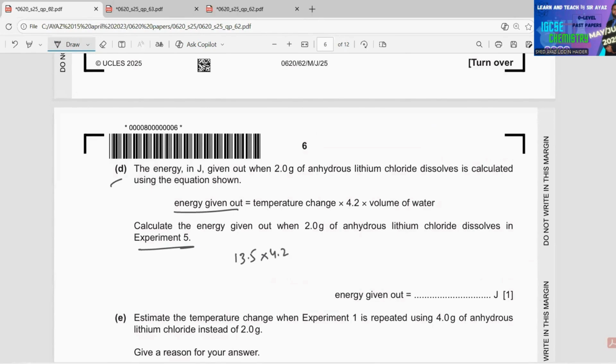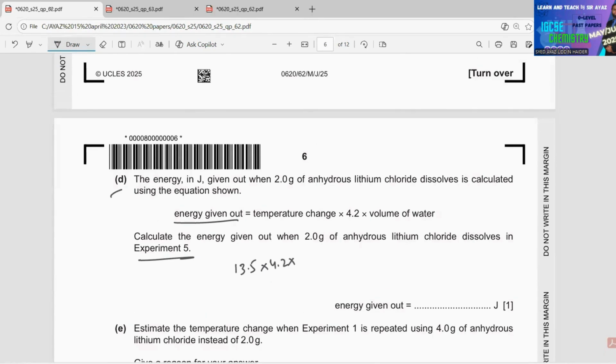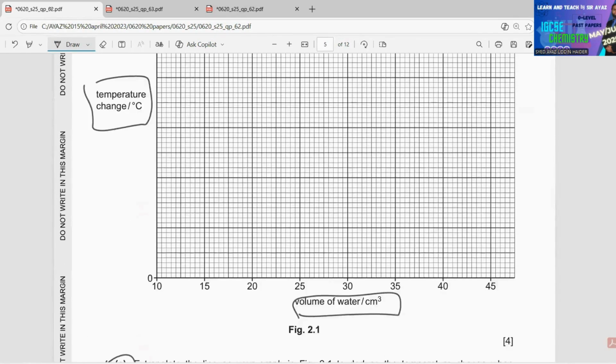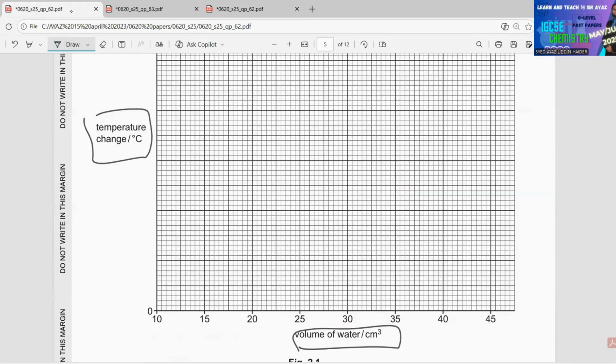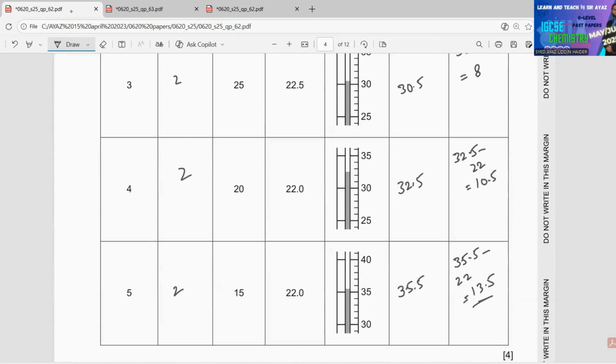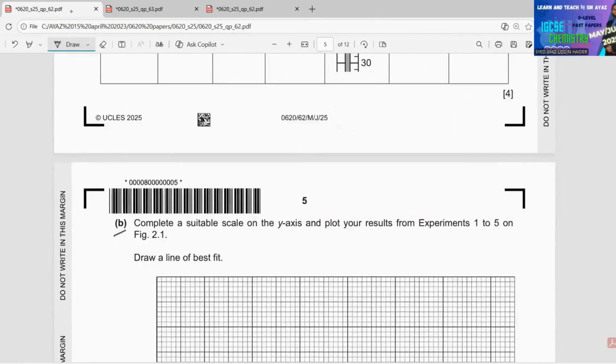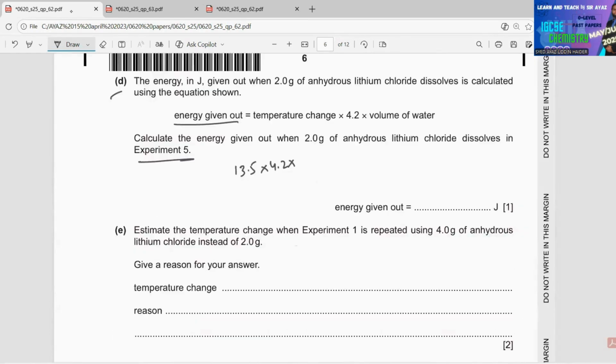So you have 13.5 multiplied by 4.2 multiplied by what will be the, what about the volume of water? The volume of water, it's 15. So you're going to write 15 here. What we will get? 13.5 multiplied by 4.2 multiplied by 15, 850.5 joule.